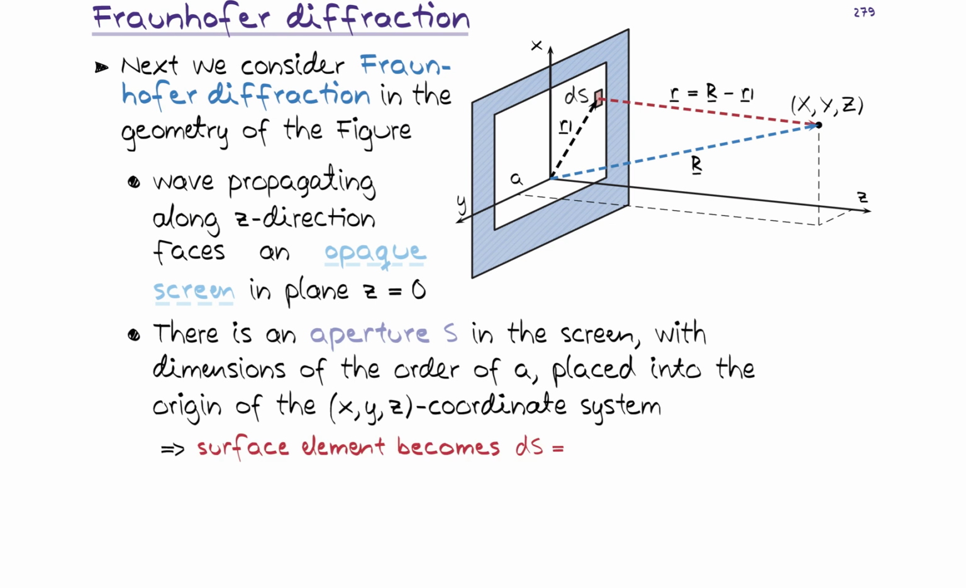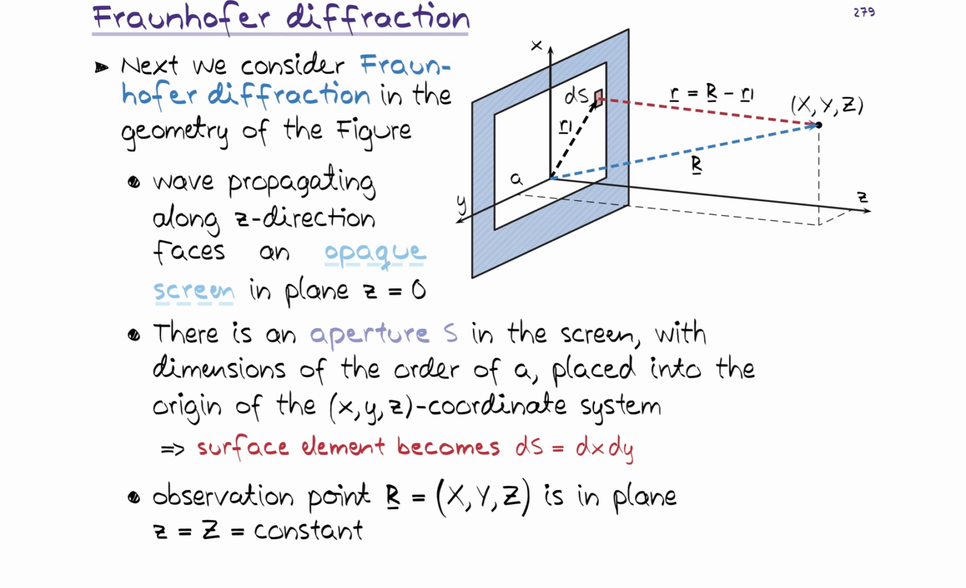Now looking at things in the XYZ coordinate system, the surface element ds we can simply write as dx dy. And this is the surface element that we are integrating over. The observation point R, denoted with capital X, Y, and Z, is in a plane where z equals Z, which is constant, so far away, essentially here somewhere. And we are interested not in a curved observation plane, but rather a plane where the z coordinate is a constant, just like a single plane here at a given z location.